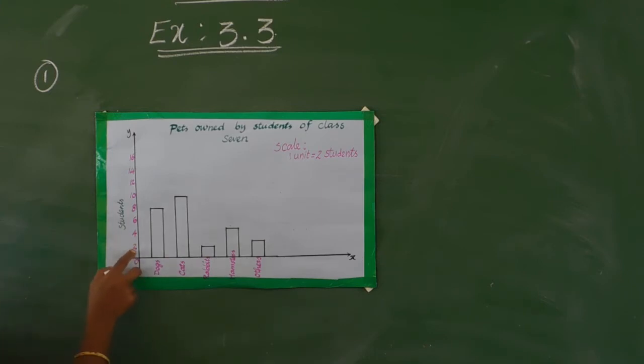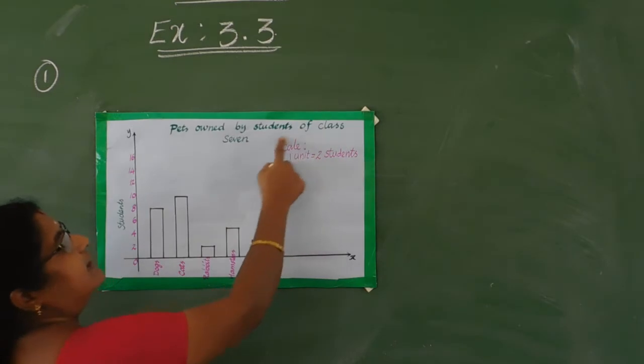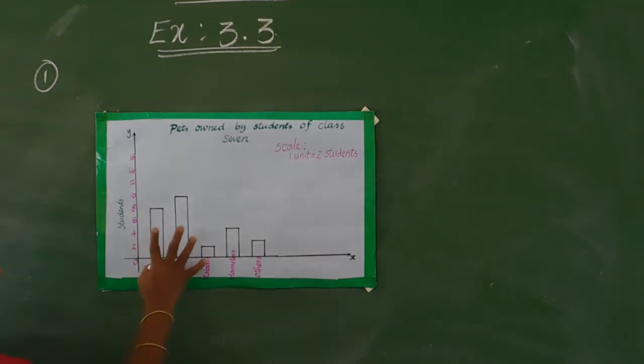So from 0 to 4, what is in between? Each box contains 2 units. So the scale of this graph on the y-axis is 1 unit equal to 2 students. Here it represents students. So 1 unit equals 2 students. That is the scale, and it is written. In this graph, the pets owned by students of class 7 are represented.